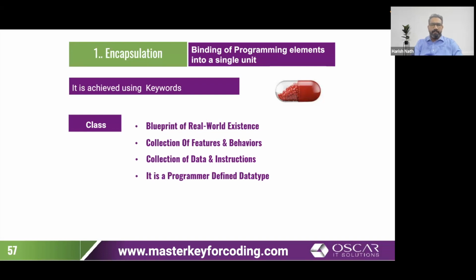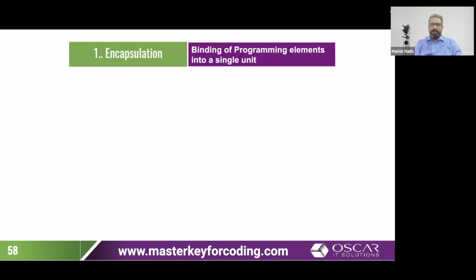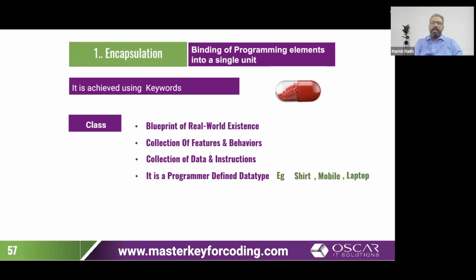Earlier, we have seen data types: numeric, string, Boolean. They were all system-defined. Now, this is a programmer-defined data type. Every class is a programmer-defined data type. Examples like shirt, mobile, laptop, hundreds of examples, right? Anything that you see in this world that you recognize is a class, basically. You see a laptop, that's a class. Your mobile, your shirt, what you see there on the screen, everything is a class. Now next.